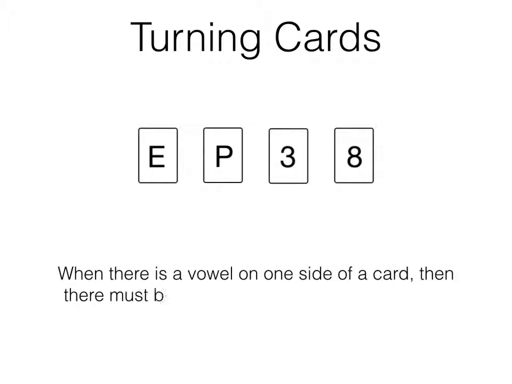Here are the 4 cards that you can see, and here's the rule that you've been asked to test. When there's a vowel on one side of a card, then there must be an odd number on the other side. So let's see which 2 cards would be helpful to turn over in order to test whether the rule is true. I'll go through them in turn.